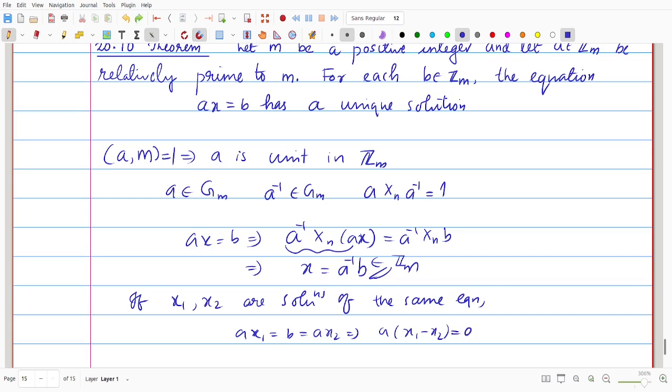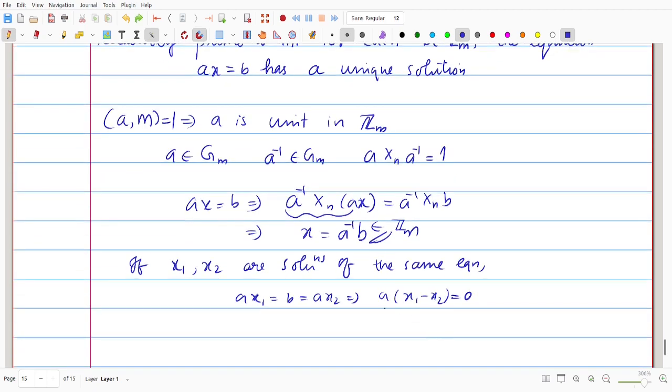But we know that since A is a non-zero quantity and A is relatively prime to M, this A is not a zero divisor. So when you multiply this A with any non-zero quantity, that never gives 0. So it is obvious that x1 minus x2 should be 0, because if x1 minus x2 is non-zero and A is non-zero, then the product is 0, then A is a zero divisor. So we start with GCD of A comma M equal to 1, so this A can never be a zero divisor. For a zero divisor, that GCD must be greater than 1.